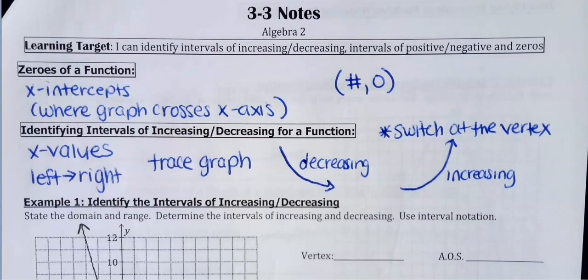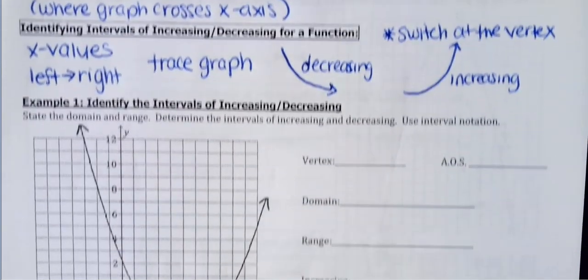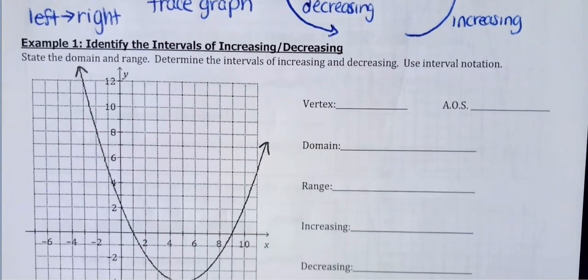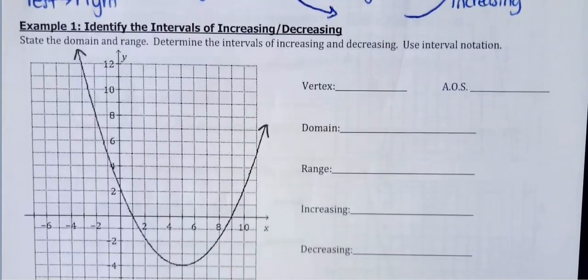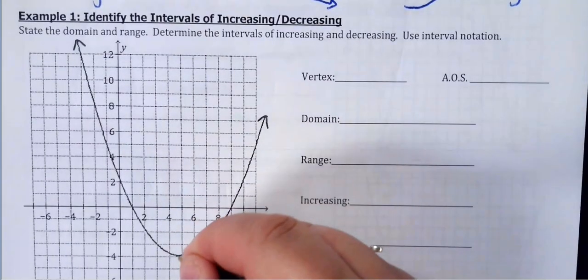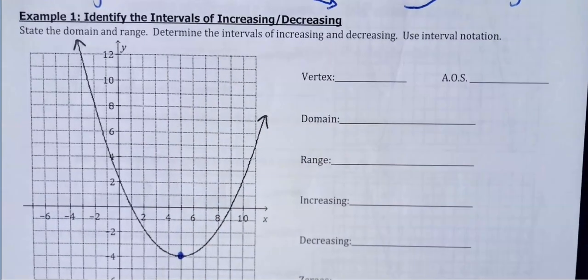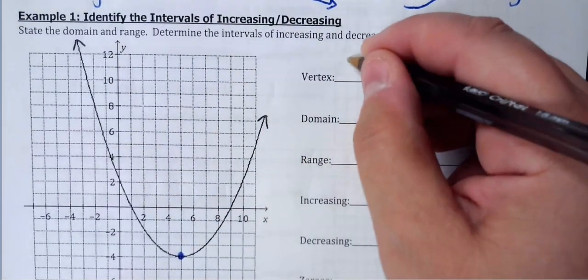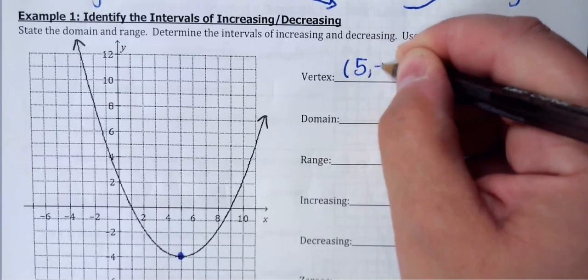All right, so here's all I'm going to do. I'm going to come down to this lovely graph. I drew like a giant graph here, right? So the vertex, you guys can see that's either the maximum or minimum point. Here it's the minimum. And I think it's just 5, -4.